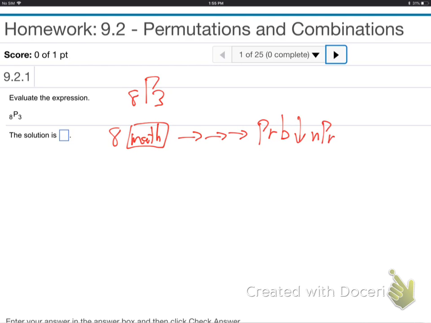NPR. Stands for National Public Radio. No, not in this case. NPR is a probabilistic thing. It means permutation. Yeah, that's what it means.